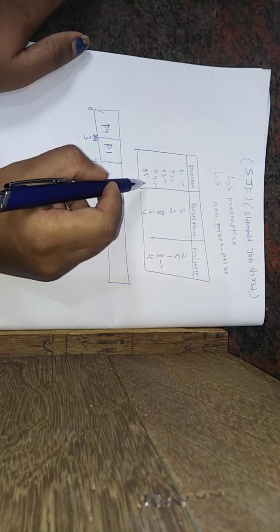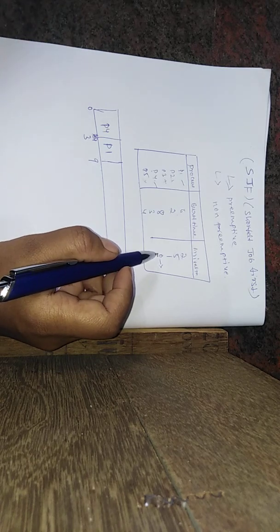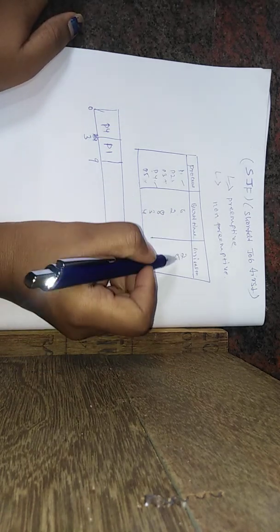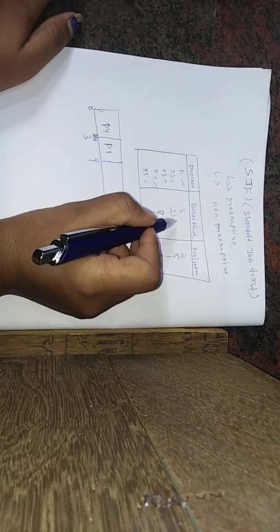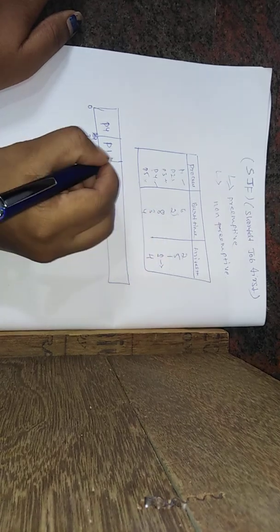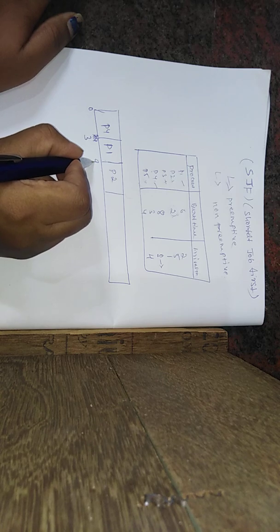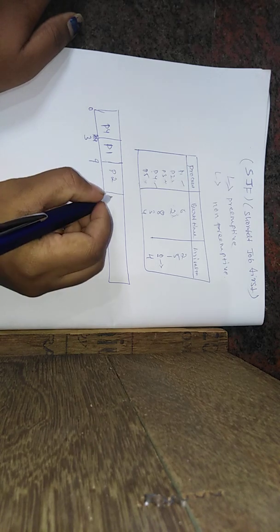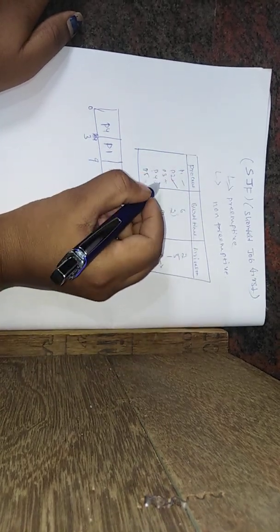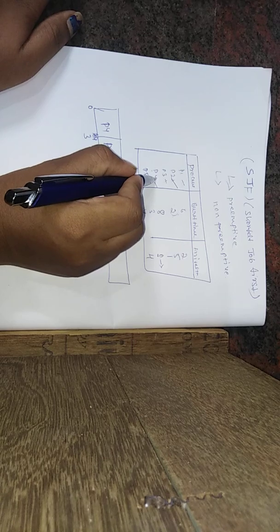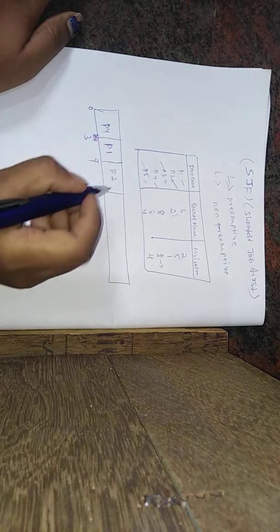Among P2, P3, P5, which one is the shortest? Here P2's burst time is the shortest value, so we take P2. 9 plus 2 is 11. Then P2 is finished. Remaining are P3 and P5, these two values.